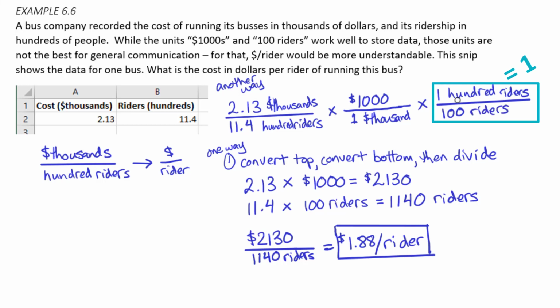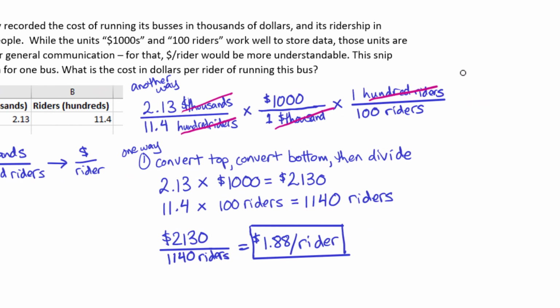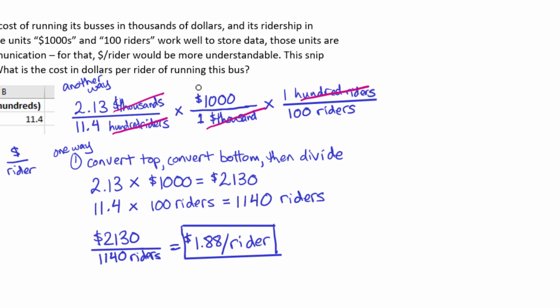Now let's take a look at the units that we have written out and cancel the ones that we can cancel. When you have fractions, you can always cancel the things on the top that are the same as the things on the bottom. In this case, we extend that to the units. So we have taken care of the thousands here. We cancel out the thousands by converting them to dollars. And then we also have 100 riders on the bottom and 100 riders on the top. So those cancel, leaving the units dollars per rider.